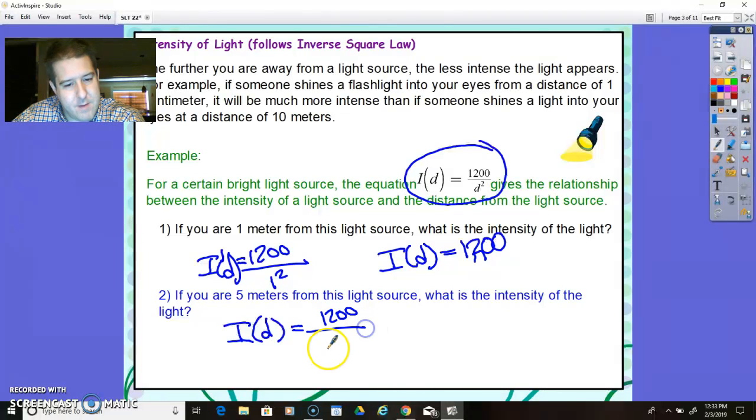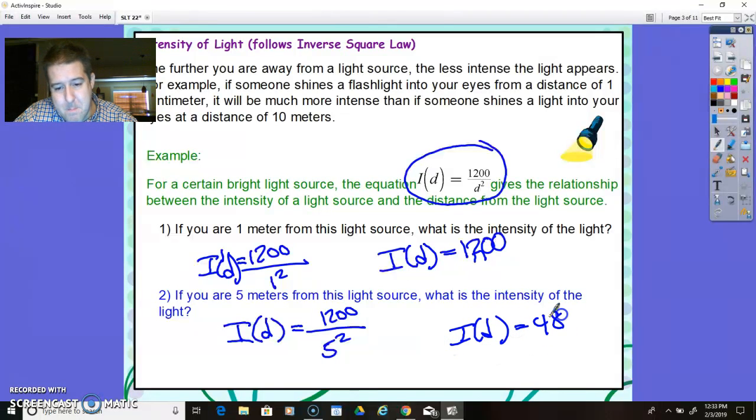It's 1200 divided by 5 squared, so you're actually dividing it by 25. And 25 goes into 1200, let's see, 48 times. So that's the intensity. Notice that the intensity is much less. It's not 1/5 of this, it's actually 1/25 of that. So the further you hold something away, the much less intense it gets.